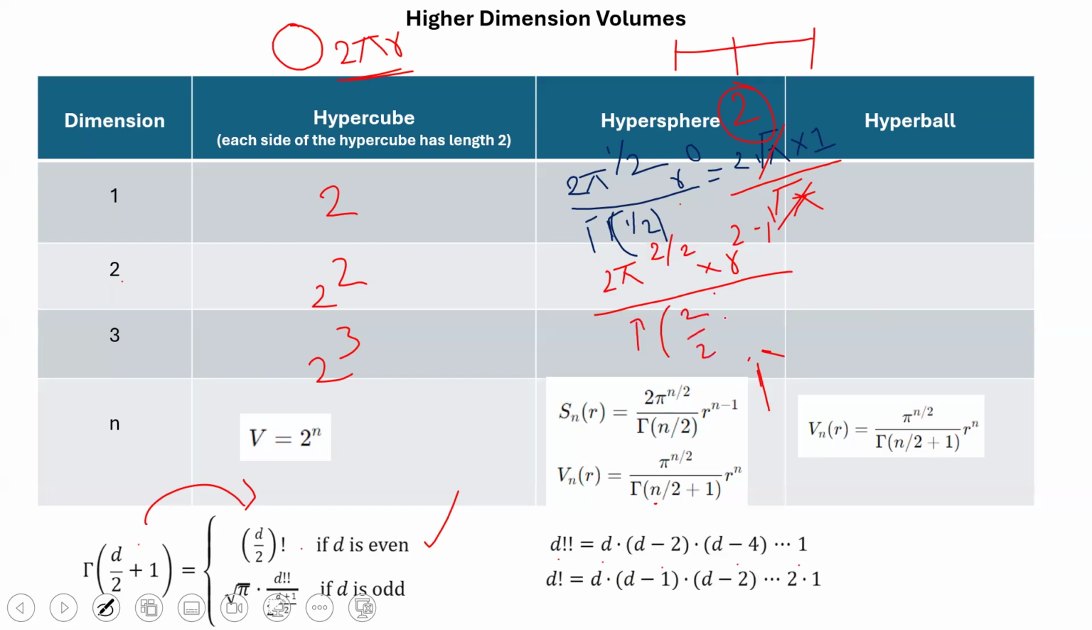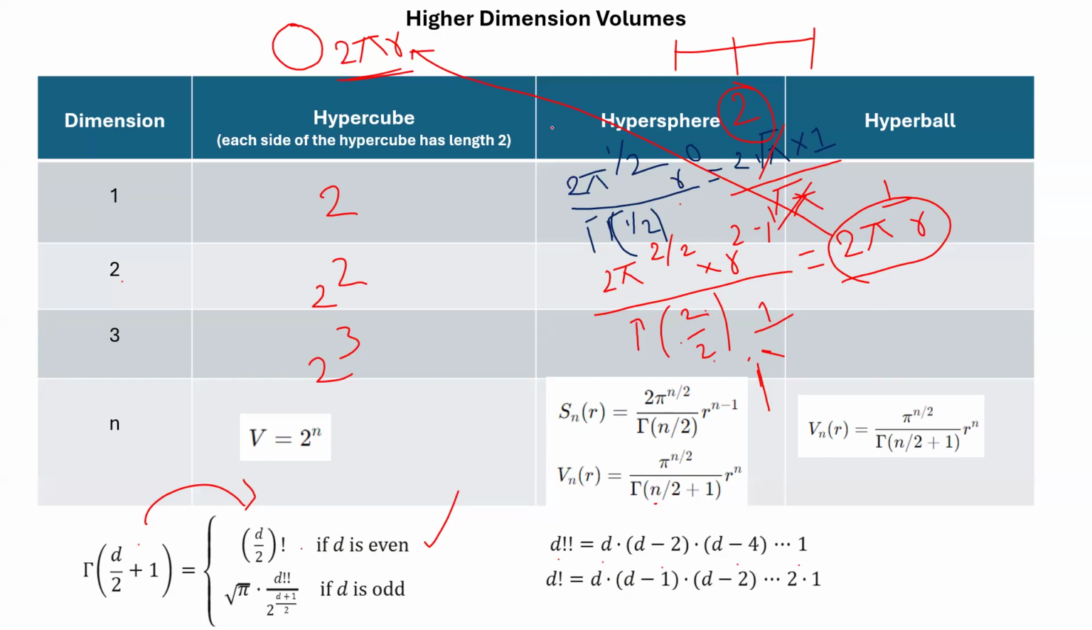So this becomes gamma of 1. You know gamma of 1 is equal to 1. So this is 1. This becomes 2 pi into 2 by 2, which is 1, r to the power of 2 minus 1 is r. So that becomes 2 pi r, which matches the actual value. So that is how you calculate the surface area.